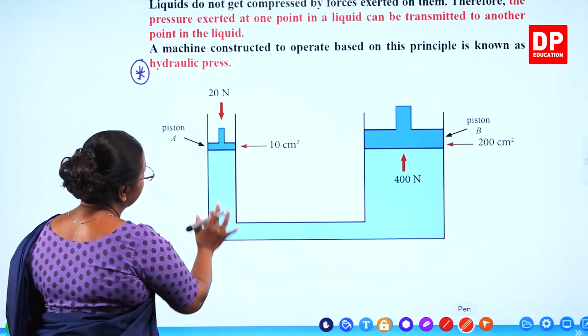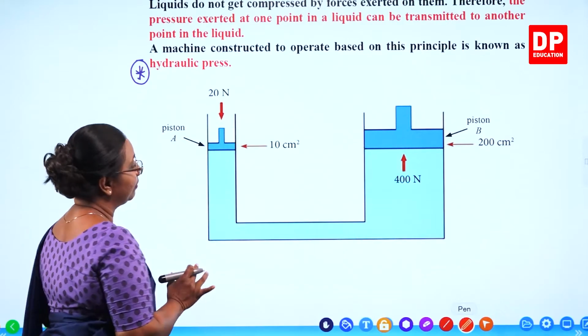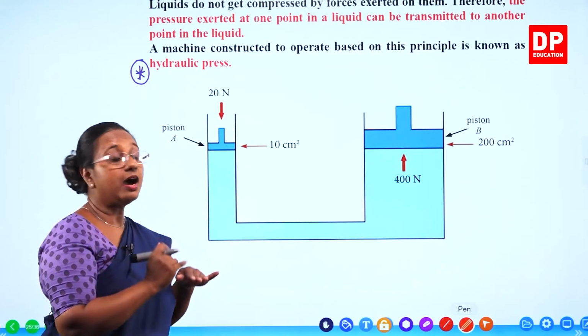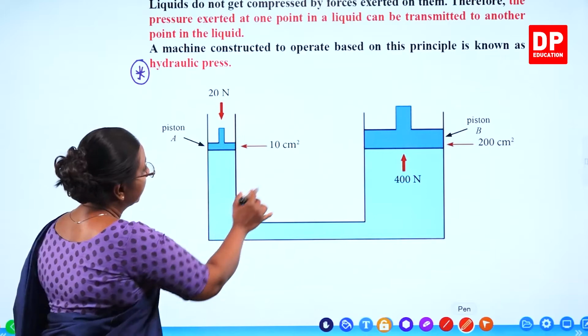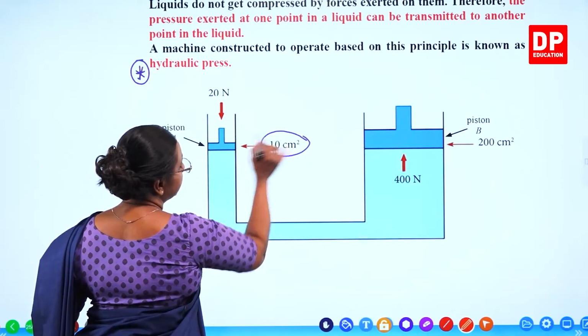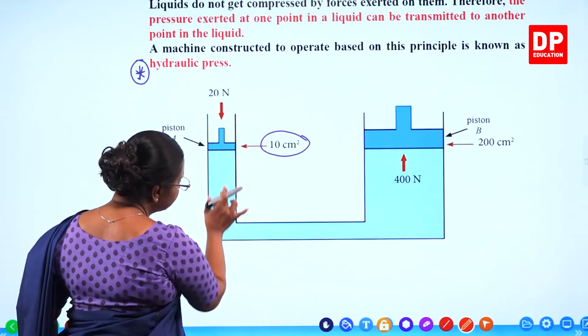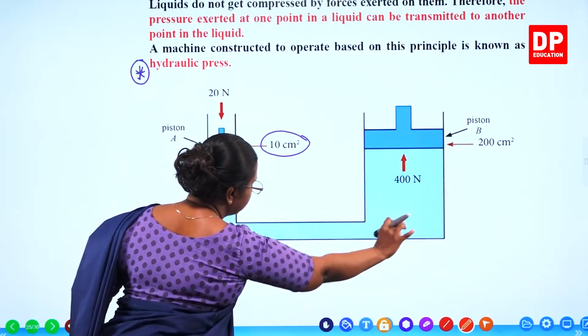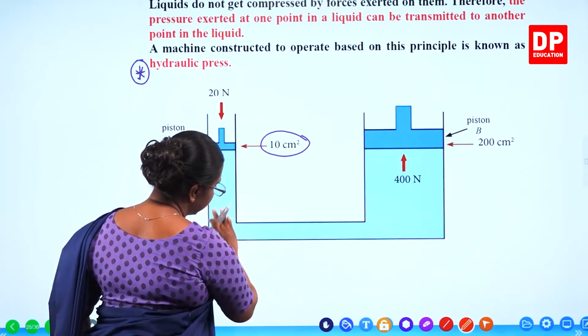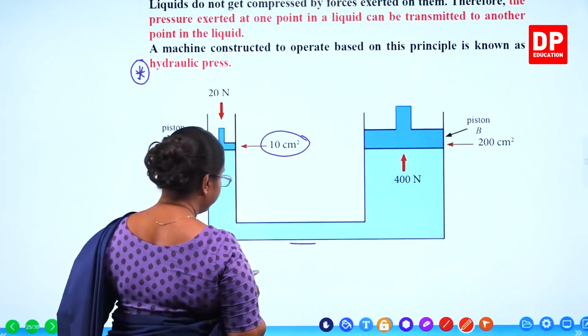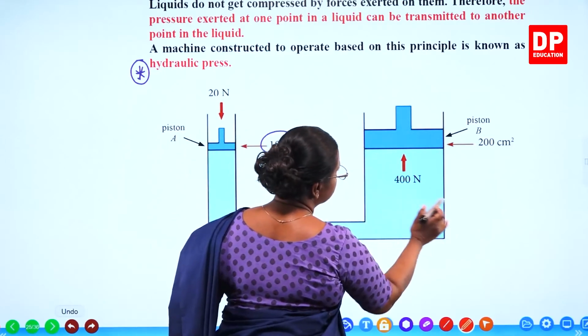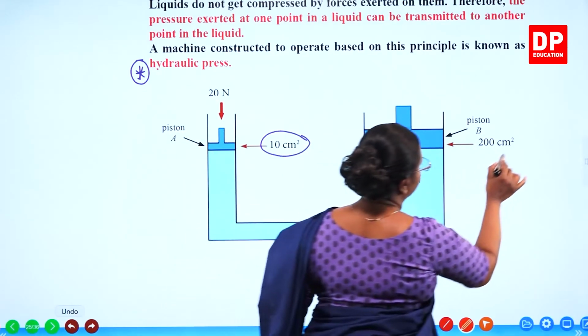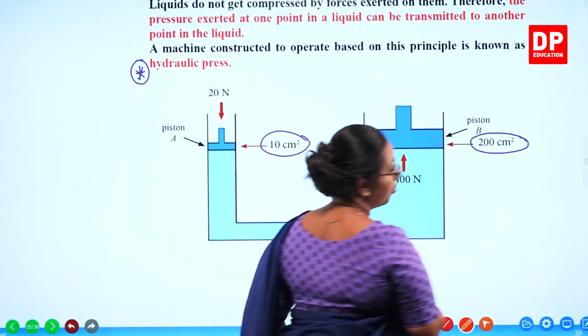Now on this side, there is a small liquid column. The area of the liquid column is less. You can see here it is 10 centimeter square. Now that same liquid column here, it is a common base. So the same liquid flows through here. And on this side you can see the area of the liquid column is more.